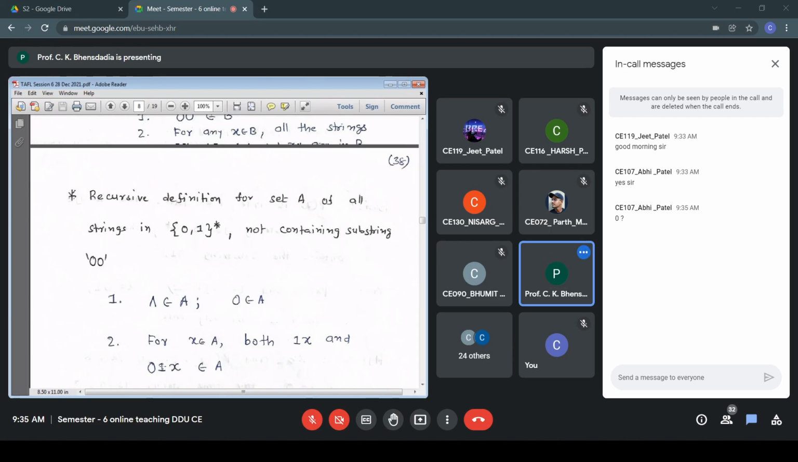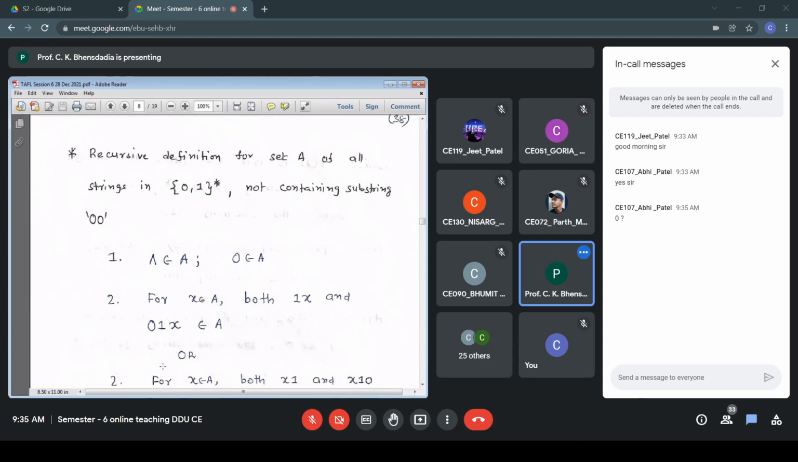Combinations of the substring 00 are eliminated by writing 1x. So before x, 1 is there. And in 01x also, it is 1 before x. And in 01, after 0 I am putting 1. So that is how all the possible combinations of zeros and ones not containing substring 00 are taken care of.